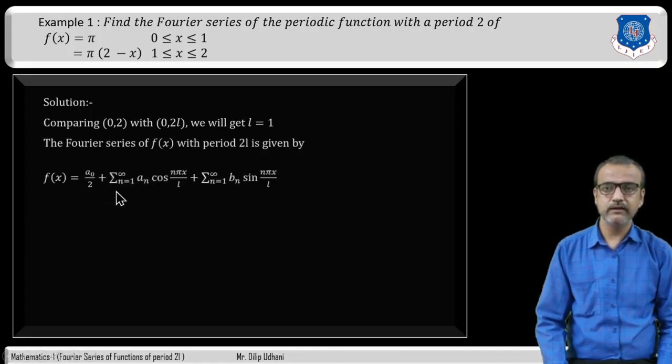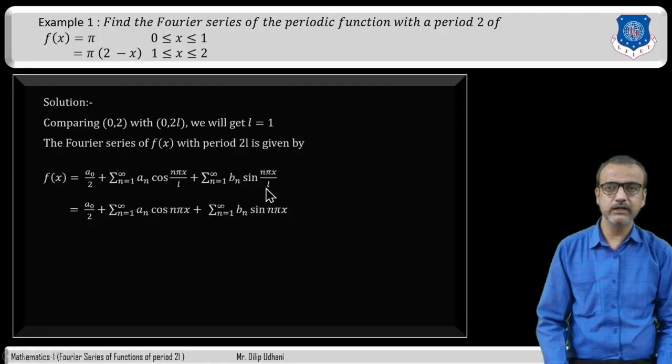a0 by 2 plus sigma n from 1 to infinity an cos n pi x by l plus sigma n from 1 to infinity bn sin n pi x by l. So a0 by 2 will be as it is, sigma n from 1 to infinity, an will be as it is. Now replacing l by 1, we have cos n pi x by 1, so it is cos n pi x, plus sigma n from 1 to infinity bn. Again here replacing l by 1, we have sin n pi x.